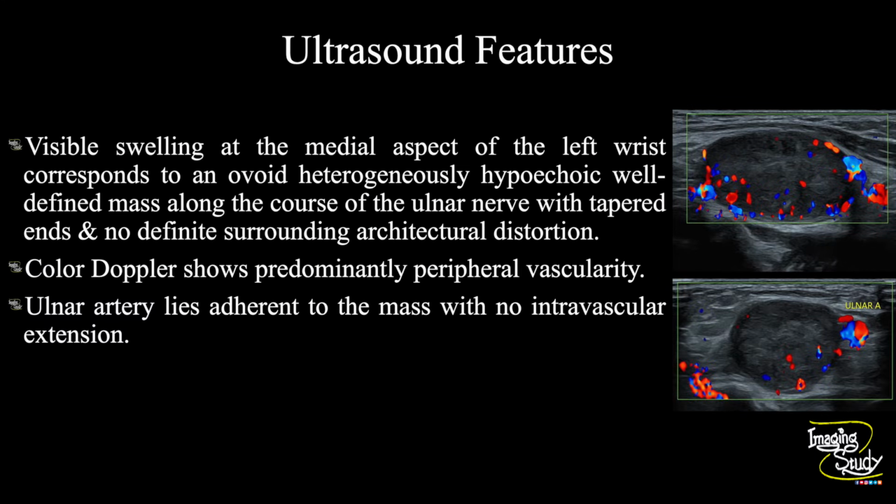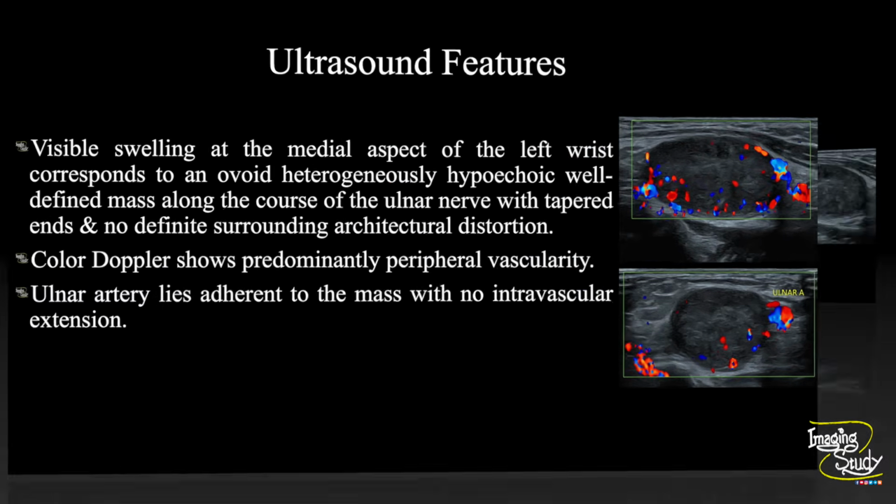So in summary, a visible swelling at the medial aspect of the left wrist corresponds to an oval heterogeneously hypoechoic well-defined mass along the course of the ulnar nerve with tapered ends and no definite surrounding architectural distortion. Color Doppler shows predominantly peripheral vascularity. The ulnar artery lies adherent to the mass with no intravascular extension. So these features are concluded as a case of peripheral nerve sheath tumor of ulnar nerve.